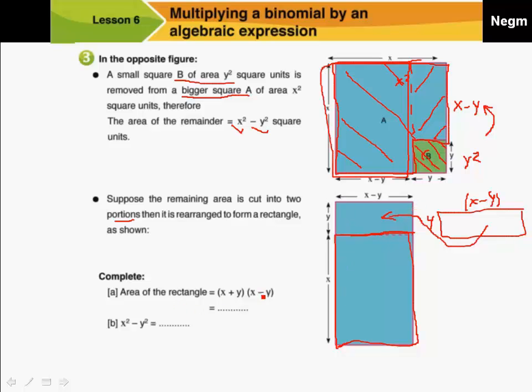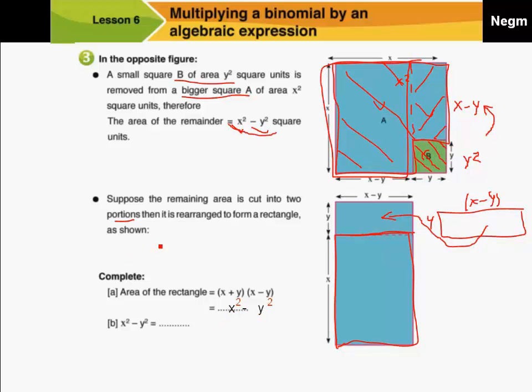The area of the rectangle is x plus y times x minus y. This area is the area of these two portions, or the remainder, the blue area. What is the blue area? It is x squared minus y squared. So the area of the rectangle will be x to the power 2 minus y to the power 2.